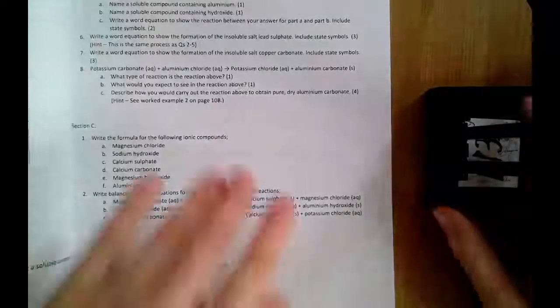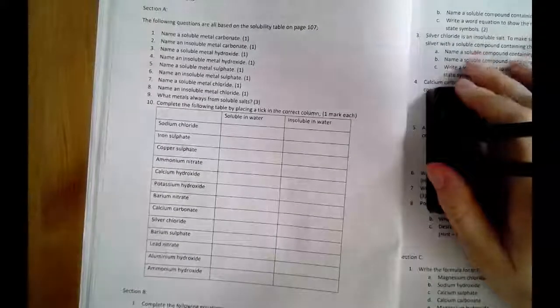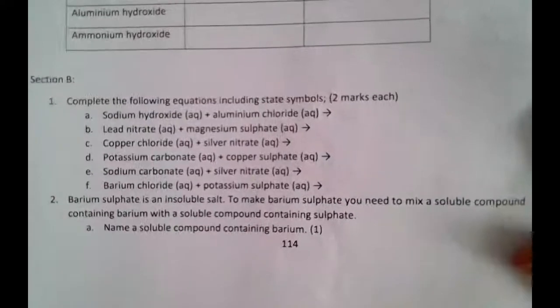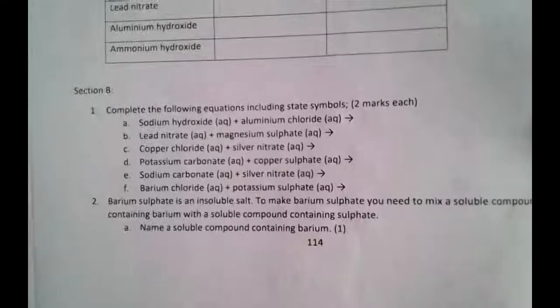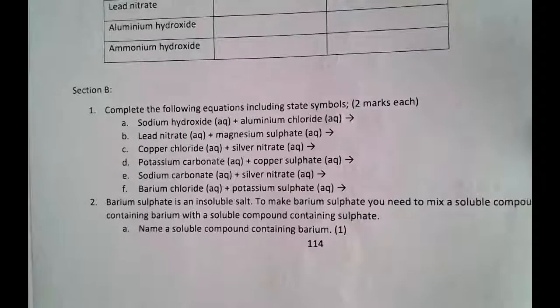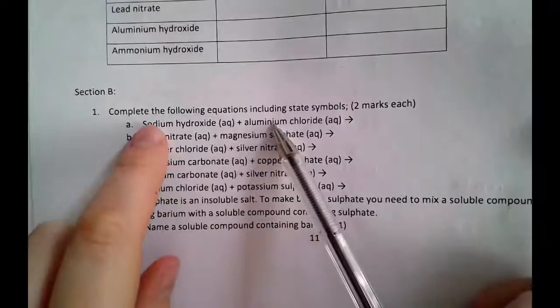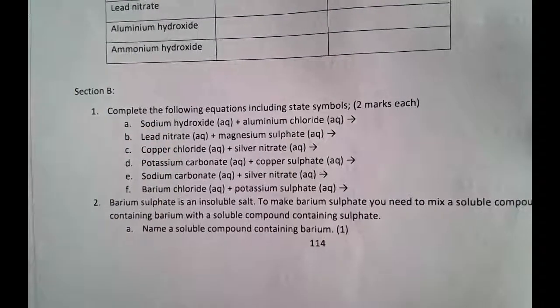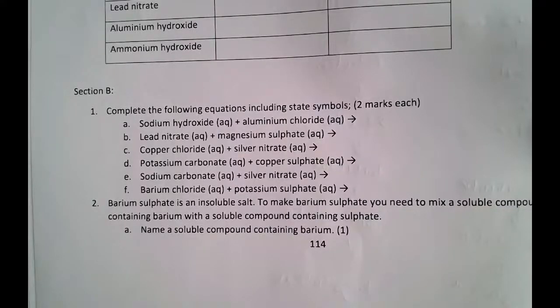I'm going to get you to have a go. I had a few questions. Actually, I'll get you to do these ones. So section B. You need to complete the following equations. So what you need to do is swap these around, just like I was doing for you, and then you need to include state symbols to tell me if the products that you are making are soluble or insoluble. So you would need to use that table that I had in the video in order to do this. So press pause, have a go, and press play.